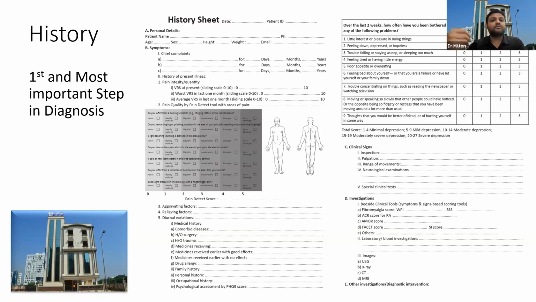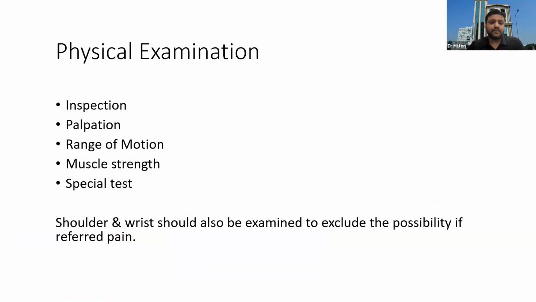And many of the time fibromyalgia, as well as spondyloarthropathy or many of the other diseases, may coincide with these things. So we need to fill up this history sheet very cautiously, as well as very carefully with your good chart. Otherwise you cannot actually diagnose this properly.